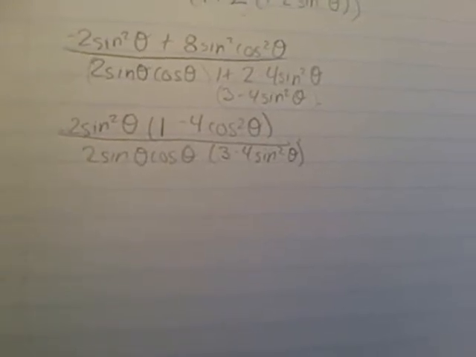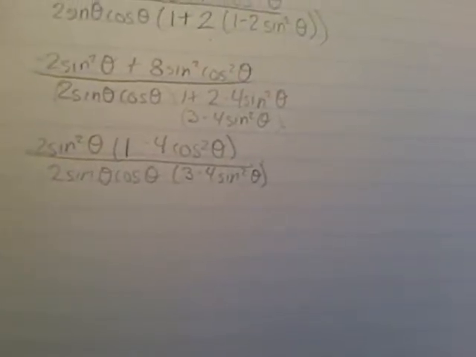So that's what you have so far. And then you see how you have the negative 2 on top and bottom. Well, we're going to be able to cancel that out. Oh, and the top's actually a negative 2. I forgot to put the negative. Oh, you can't see it. Okay. So, after you cancel out that, you're going to have 1 minus 4 cosine squared theta, over sine of theta, cosine of theta, 3 minus 4 sine squared theta.